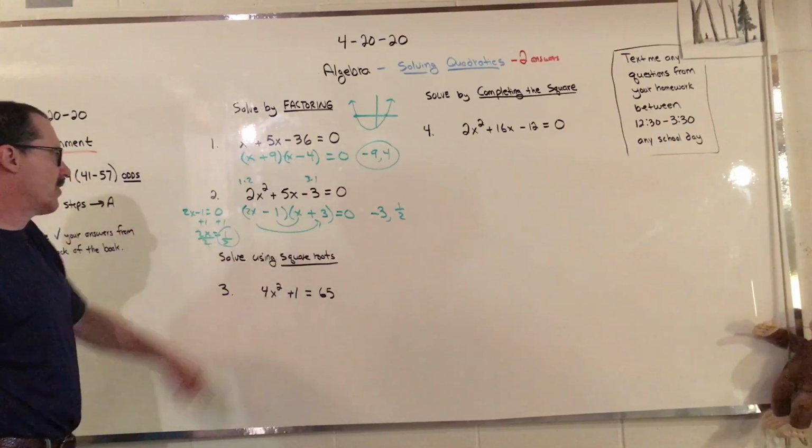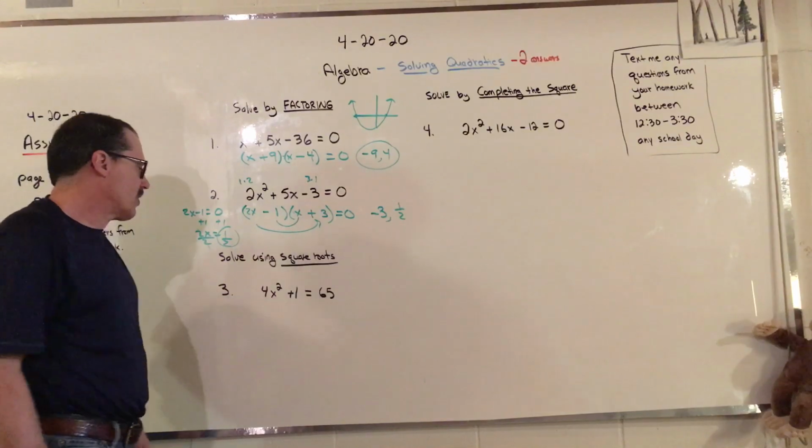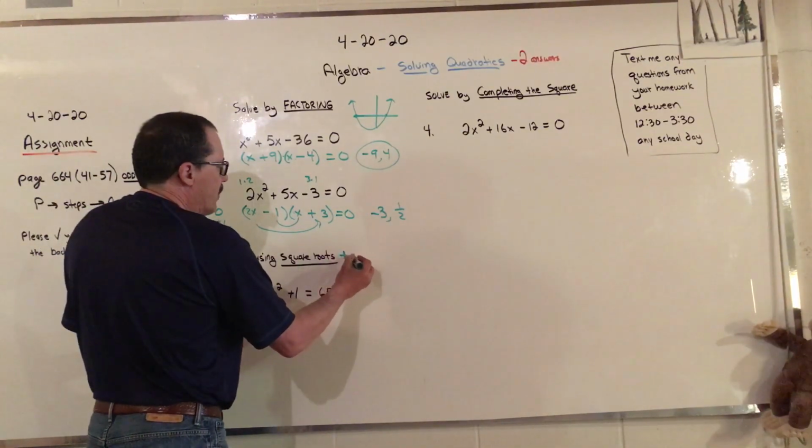All right, so that's factoring. You guys did okay with that. Number 3, 4x squared plus 1 equals 65. Now these you did great on, except you forgot your plus and minus.